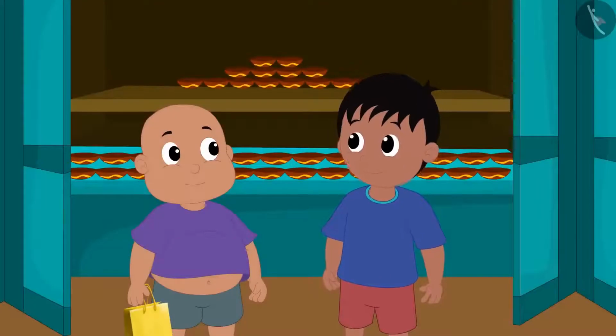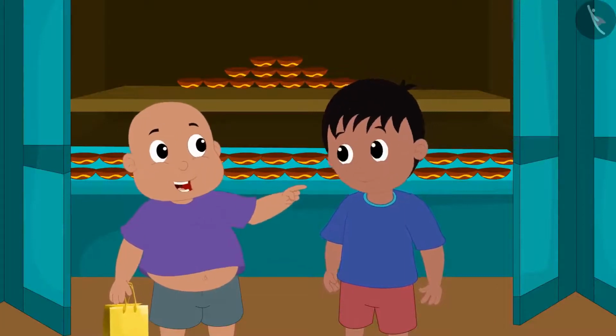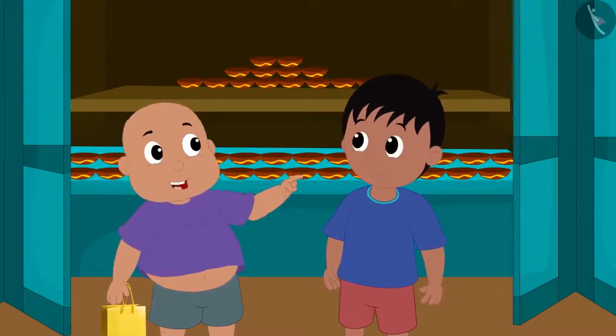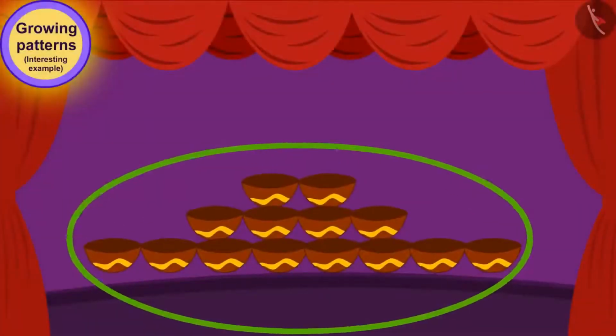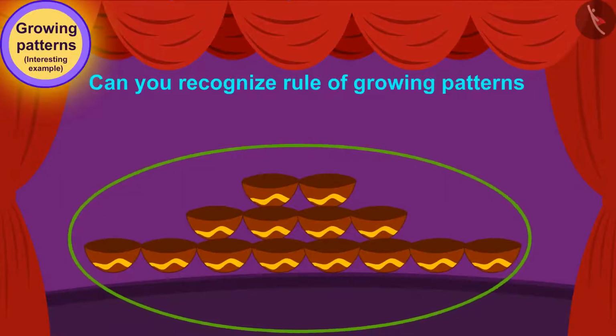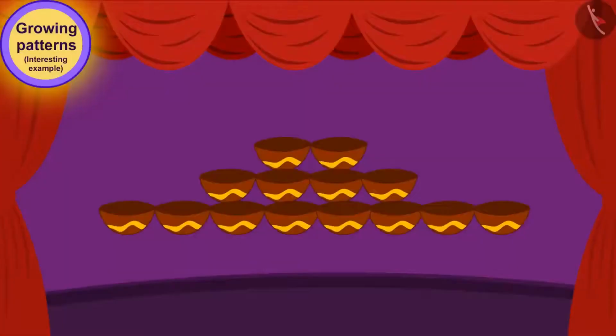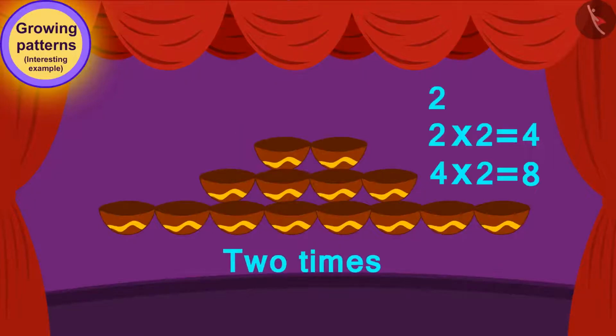Bablu drew Raju's attention this time and said, Look, Raju, this has a unique growing pattern even in the decoration made of your diyas. Children, can you recognize the rule of the growing pattern made of Raju's diyas and carry it forward? Well done, children! Your answer is absolutely correct. Here, every line of diyas has 2 times the diyas from its earlier line.